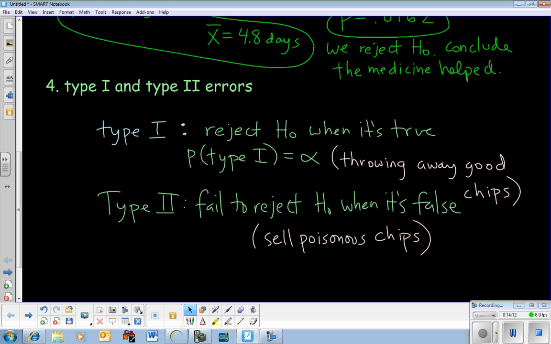Sometimes type 1 is bad, sometimes type 2 is bad. They're both mistakes, but sometimes one is way worse. All right, you're better off throwing away good chips than you are selling poisonous chips and getting sued by everybody who ever ate a bag of your chips. All right, that's type 1 and type 2.